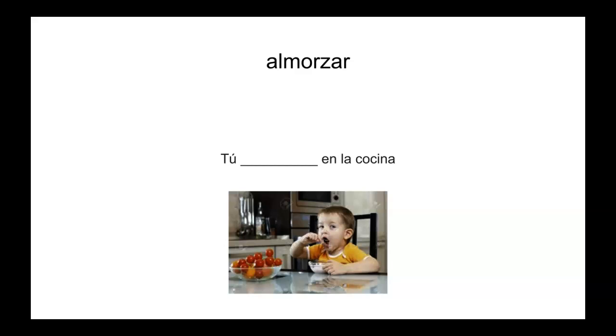Tú form, almorzar. Tú almuerzas en la cocina.